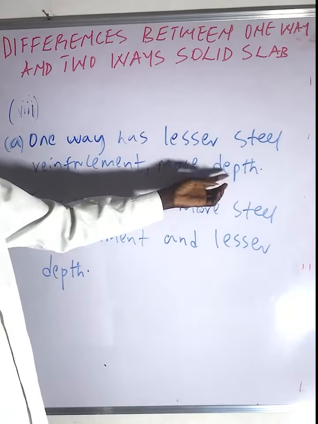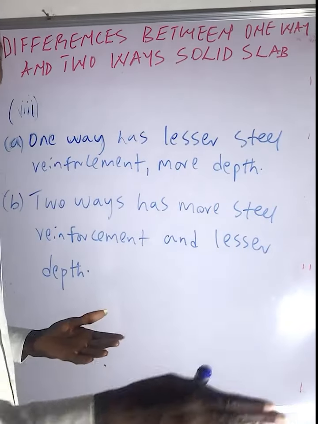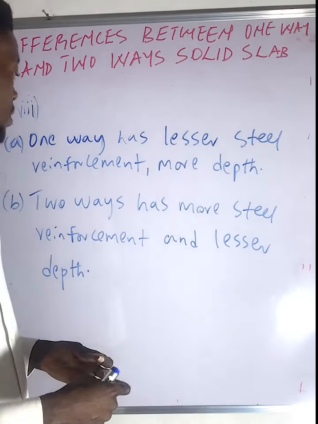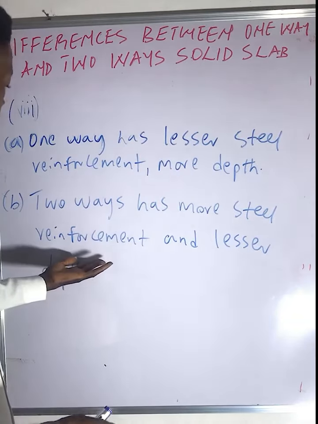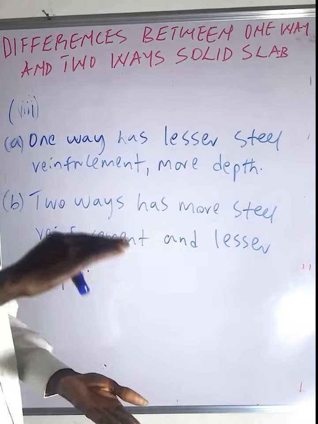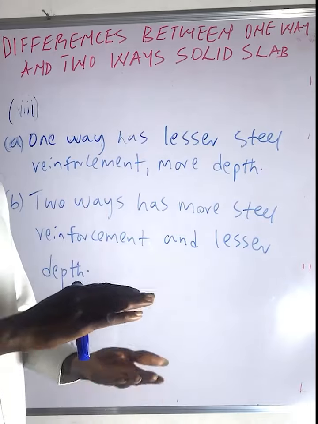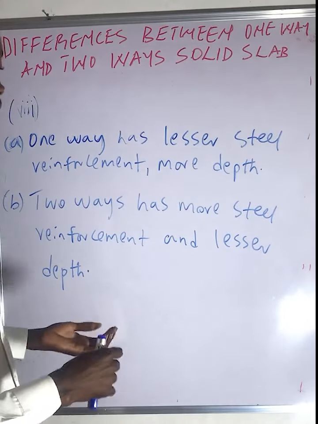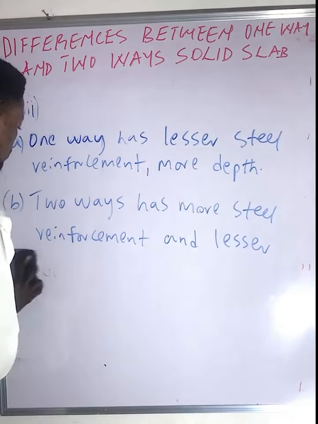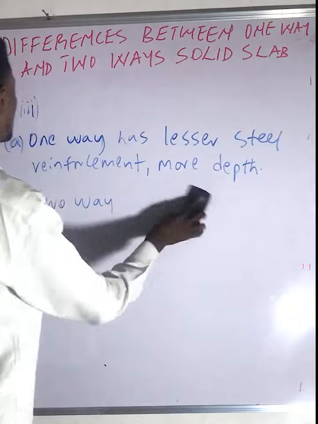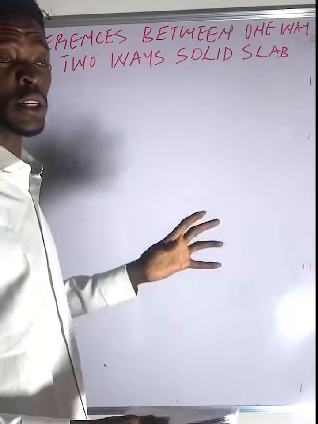While you have more depth. While for two ways, the reinforcement is in both directions, the LS and the LY axis. So you have more reinforcement for two ways and lesser depth. The more the reinforcement, the lesser the depth. The more the depth, the lesser the reinforcement. That's for one way and two way slab. So those are the differences between one way and two way solid slab.